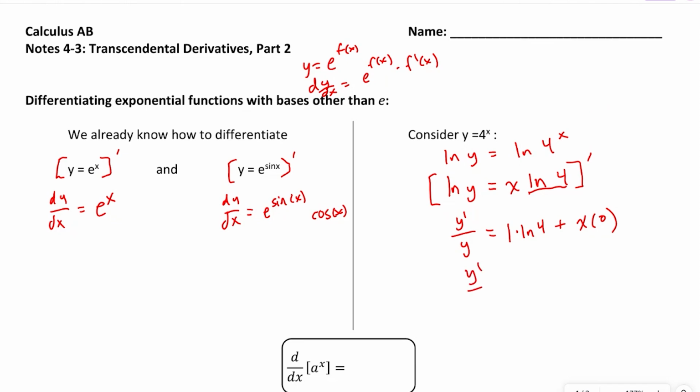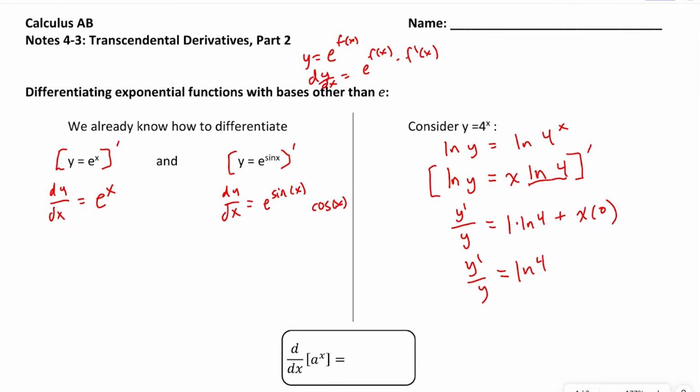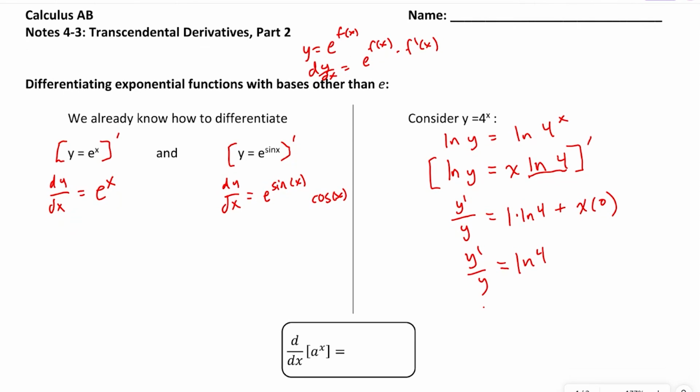So here we've got y prime over y equals natural log of 4. And if we want to know what the derivative of this thing is, we could multiply both sides by y. And you might be thinking, okay, well, we found y prime, but we have a y in our equation. That's going to be kind of annoying. So what we could do is note that y from the very beginning was 4 to the power of x. So we can rewrite y prime as 4 to the power of x times the natural log of 4. Just keep in mind, natural log of 4 here is a constant.